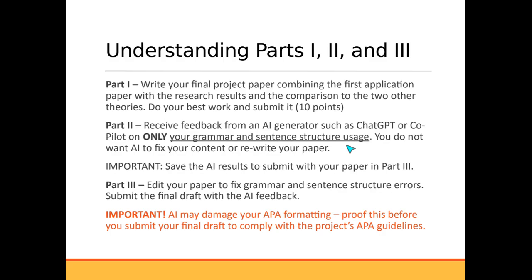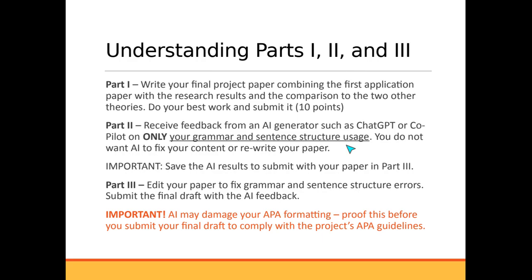You do not want it to change the content that you wrote so much time and effort doing. You do not want it to rewrite your paper. You have more knowledge in this than it does, the great it. So just have it check your grammar and sentence structure. Look at what it gives you. Decide if you think that's what you want to change.